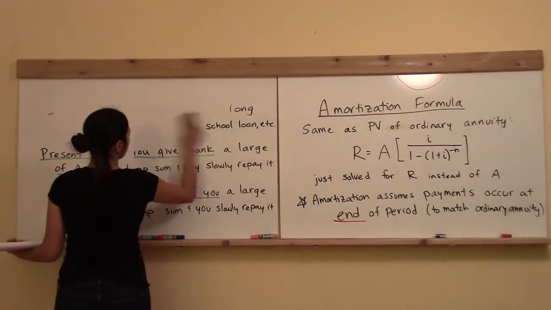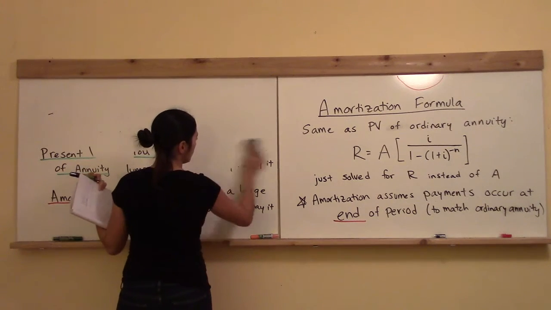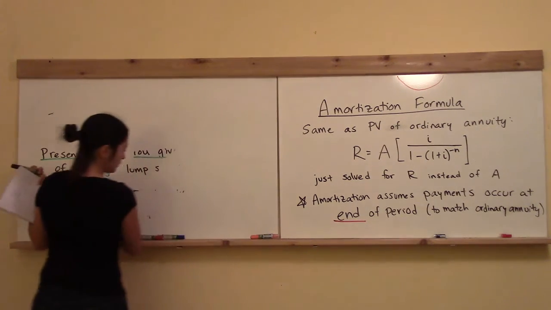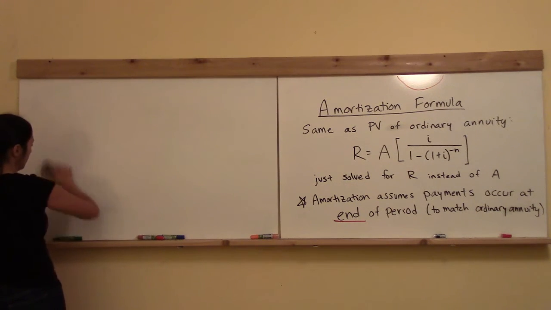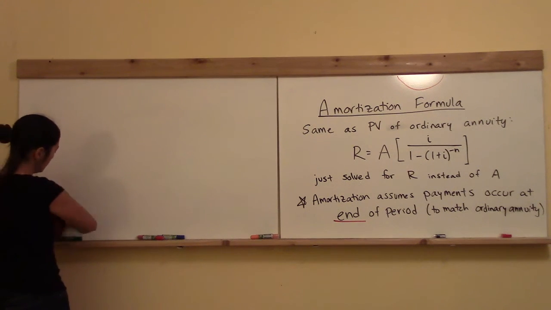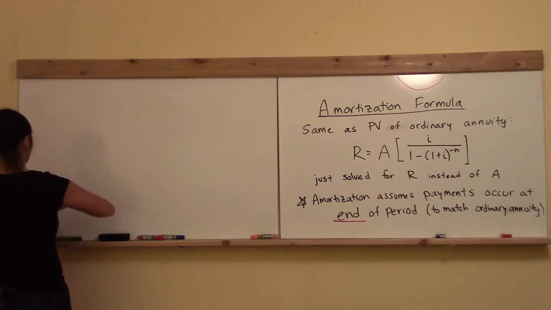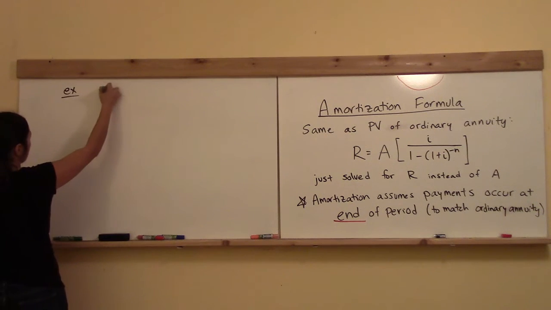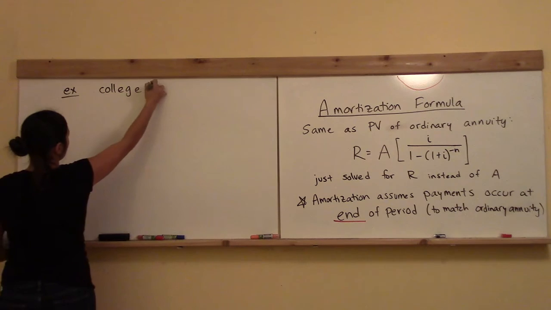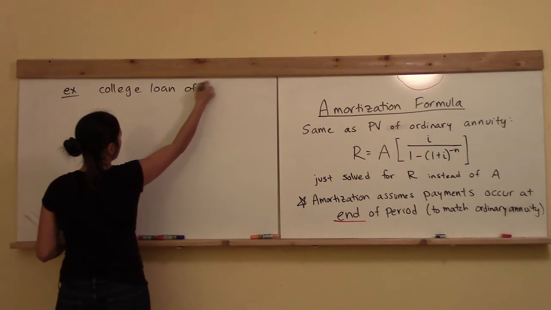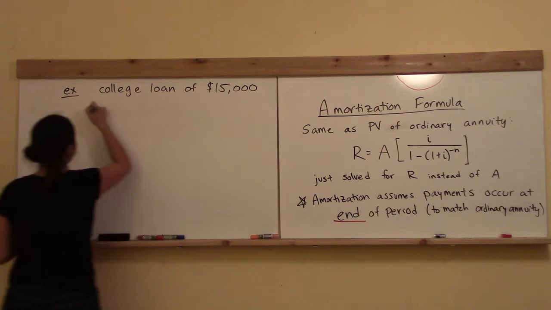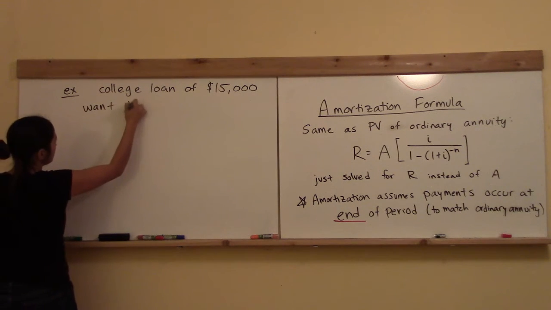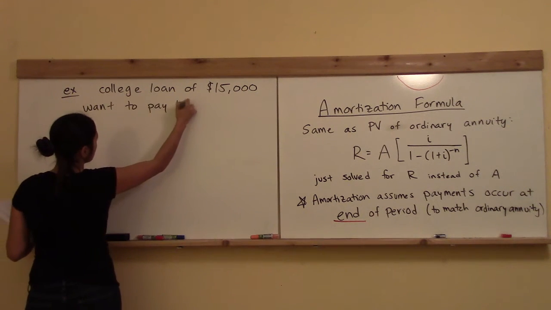In this first example, I have a college loan. Let's say that I took out a college loan of $15,000, and now I wish to pay it back, and I've made a goal for myself to pay it back within 11 years. So here's my college loan of $15,000, and I want to pay it back over 11 years.